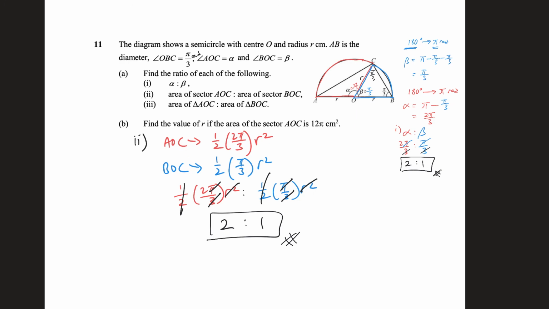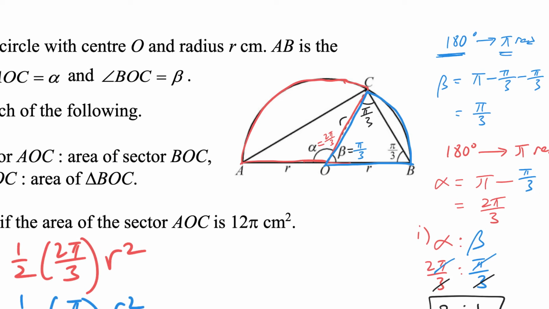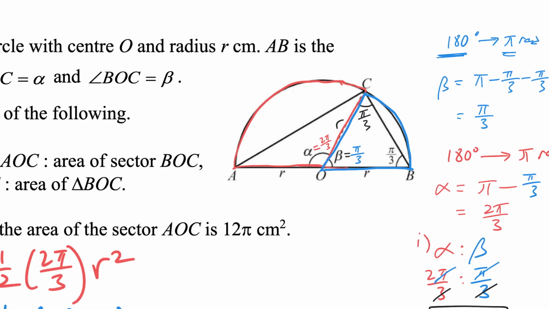Okay, part III, area of triangle AOC to area of triangle BOC. This one is slightly different. The triangle AOC is actually here, and for BOC, the triangle is here. And what do we notice? We notice that they actually have the same height, right? Like this is actually the height.